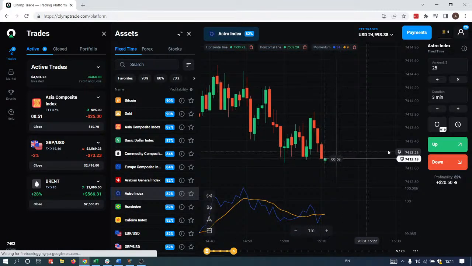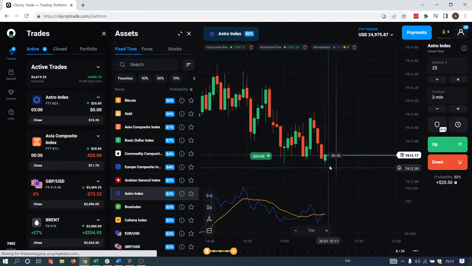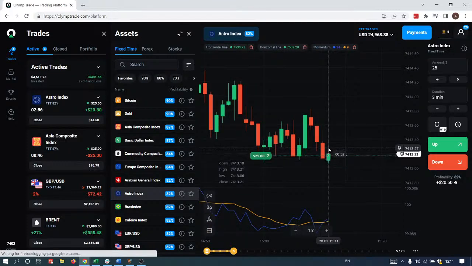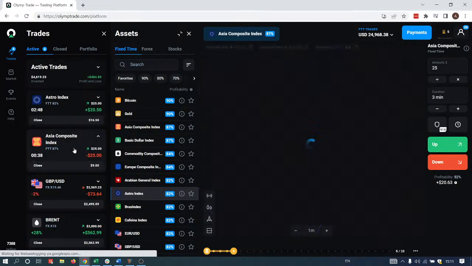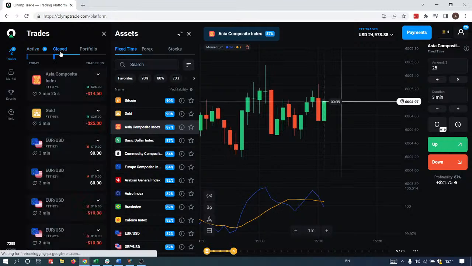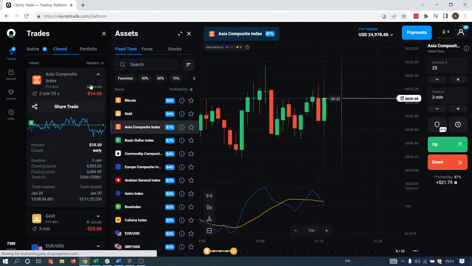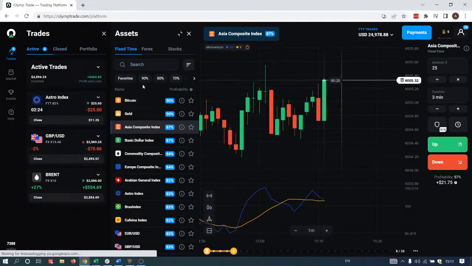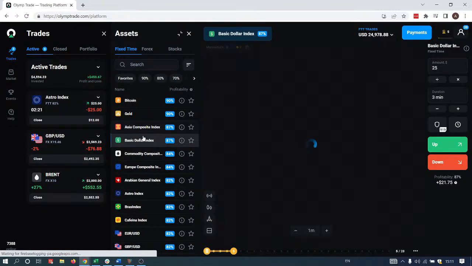All right, Astro Index. Okay, I think I want to try here because a fresh signal has just appeared. And yeah, we can open a trade. Now let me see what's going on here with Asia Composite Index. Okay, so hold on a second. Okay, so I wanted to cancel this trade because it was still a pretty good rate of return here, and I felt that, yeah, it was dropping. Okay, we'll see.